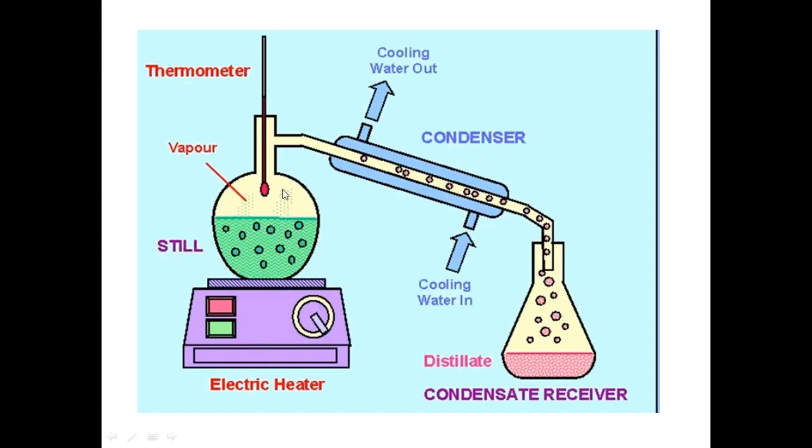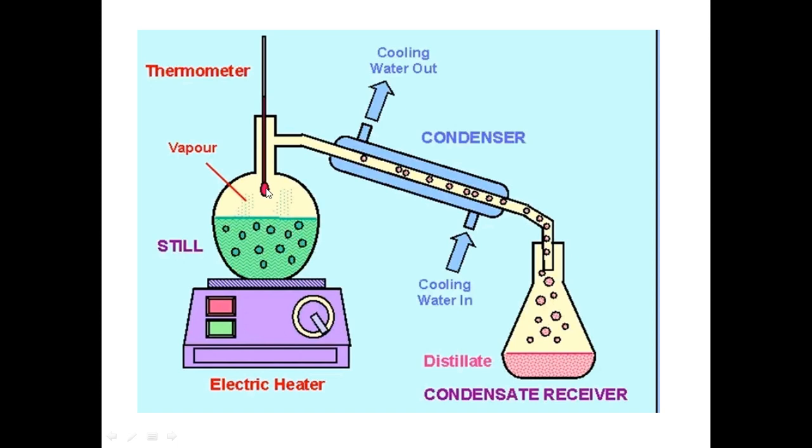Up here is a flask, most importantly a round bottomed flask. In the flask is the mixture. See here, you have a mixture of, let's say, solid particles and liquid. Let's say you have stones or gravels immersed in water, and you want to separate the water from the gravels. So you have here the water and the gravels.